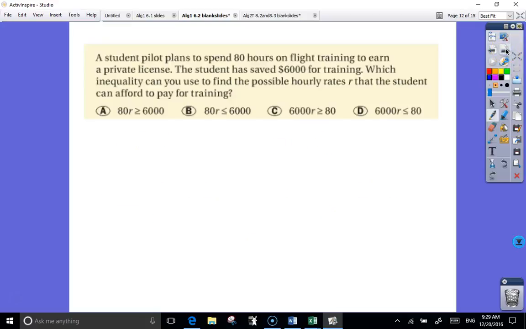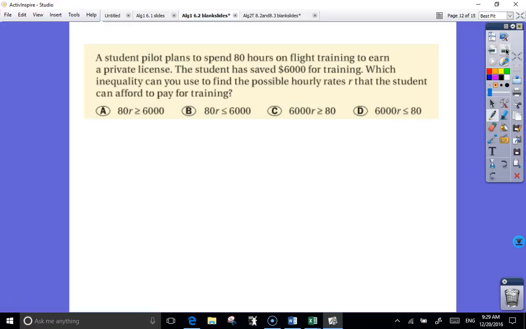Okay, a student pilot plans to spend 80 hours on flight training to earn a private license. The student has saved $6,000 for training. Which inequality can you use to find the possible hourly rates that the student can afford to pay for training?